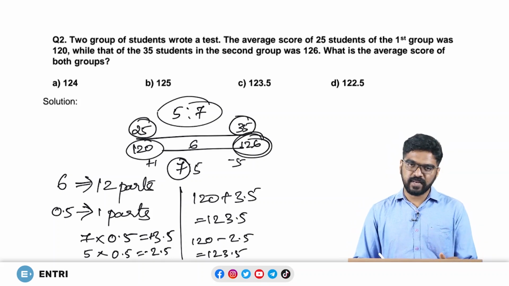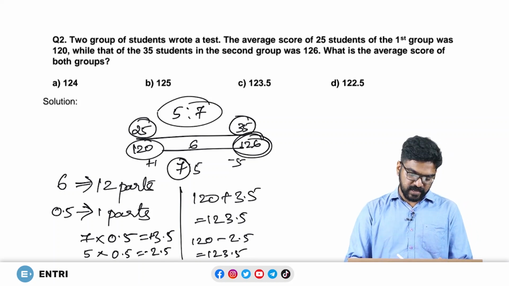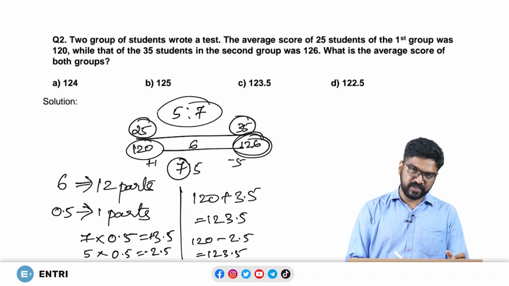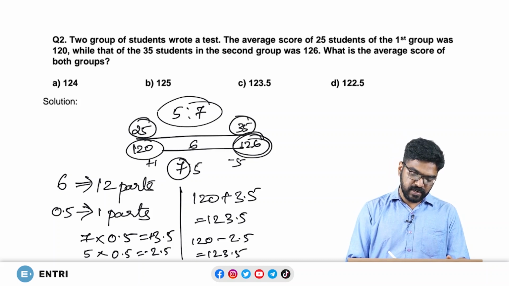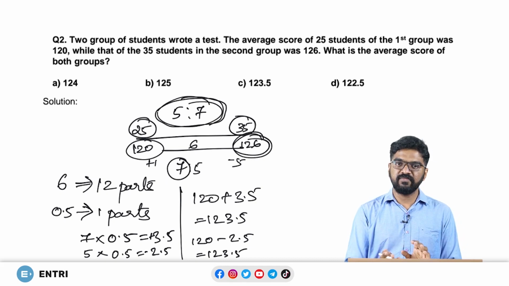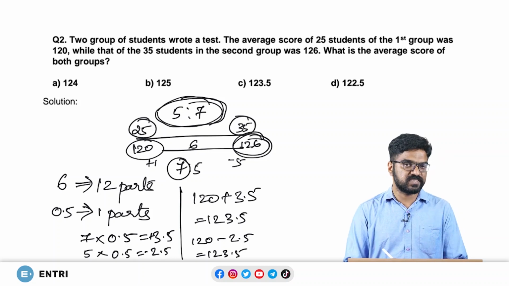I'll explain once again. What we did over here is we have two groups of students, one with 25 and the other with 35, and the average score of the first group is 120, the average score of the second group is 126. The first thing we have to do is take the ratio of these two groups, which is equal to 5:7. Then we need to inverse the ratio. It will become 7:5, just like what we did in the seesaw here.